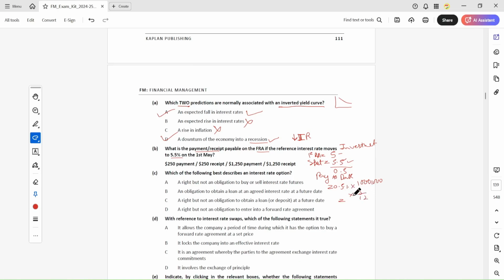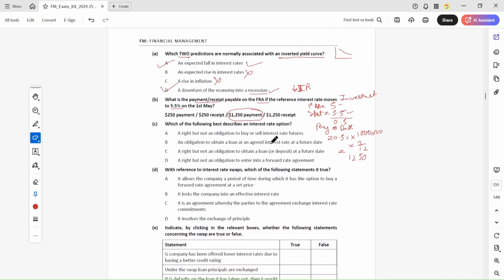So how much is the answer? 1 million times 0.5% divided by 12 times 3 gives 1,250. We have to pay 1,250. So it is a payment of 1,250.